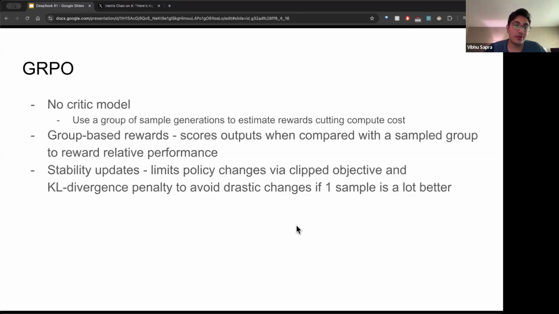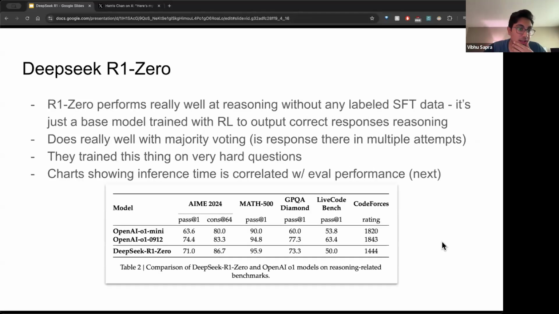So I'm sure someone will create a thread on GRPO instead of 200 people sitting here thinking about what RL is. High level, there's no critique model. It's judging and rewarding outputs based on sampled group outputs. And then there's stability in here to make sure that we don't diverge if samples go crazy.